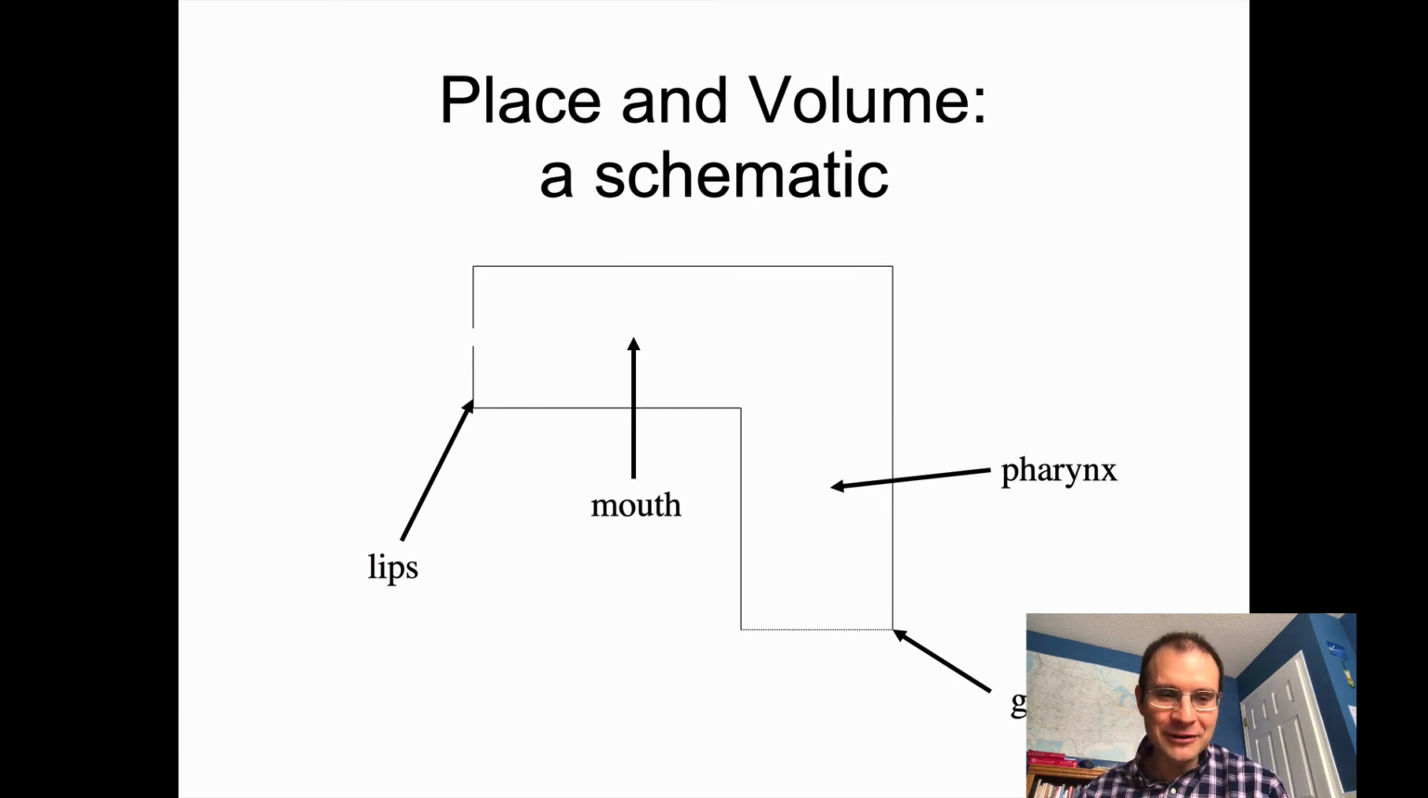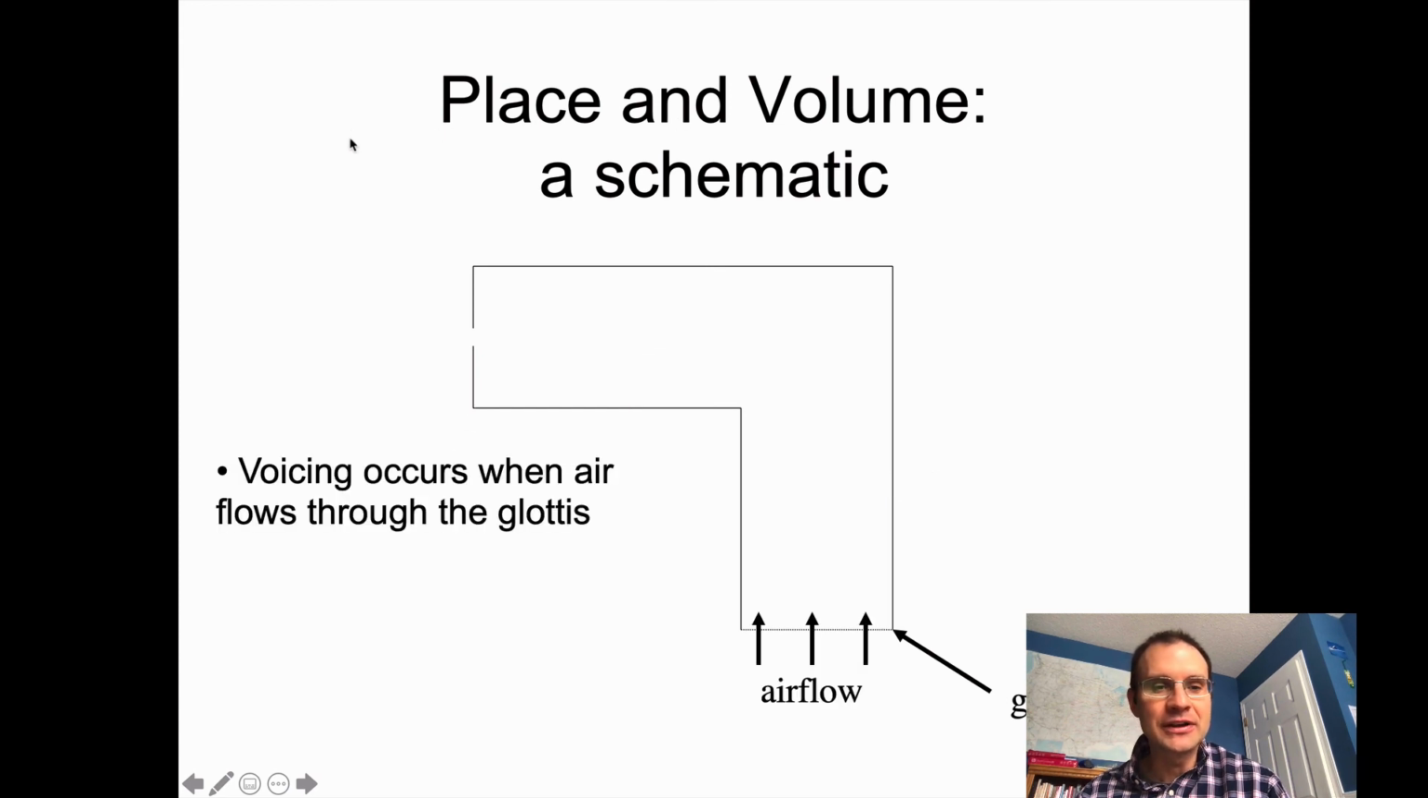So again, I've got some amazing artwork to try to explain this for you, but this is a diagram of the vocal tract where we have the mouth, this sort of right angle in the middle, the pharynx or throat here. We've got the glottis here, which you can open and close, and you've got the lips, which you could open and close as well at the front of the vocal tract. And we need to think about this vocal tract in terms of volume, basically, and how that relates to place of articulation.